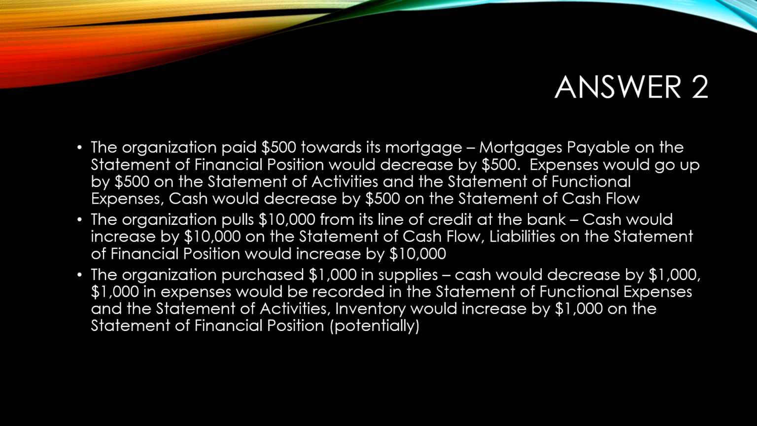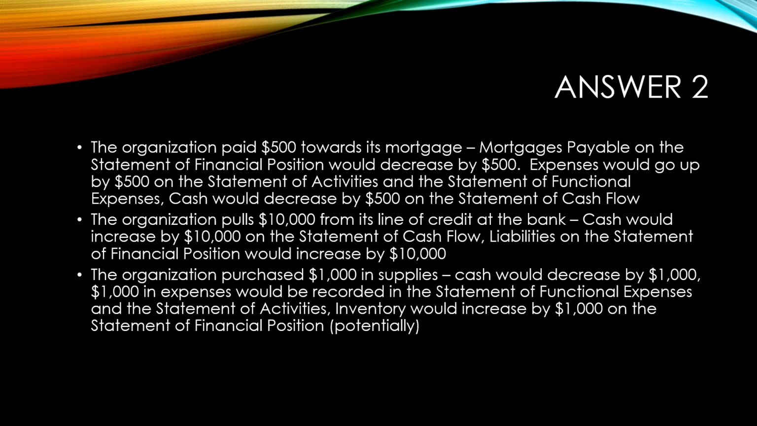The $10,000 from the line of credit, this is going to be new cash flowing into my organization. So my cash position is going to increase by $10,000, and it's going to be under the financing activities, cash from financing activities. But my liabilities on the statement of financial position would increase by $10,000, maybe even more if there was an interest rate charged. Because, hey, now I took the $10,000, now I owe it as well.